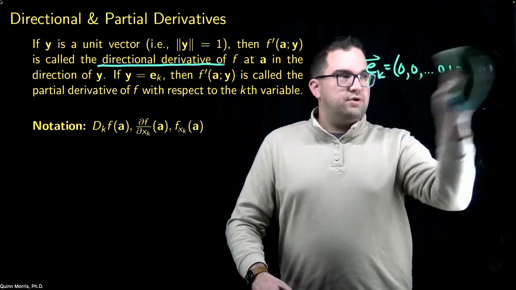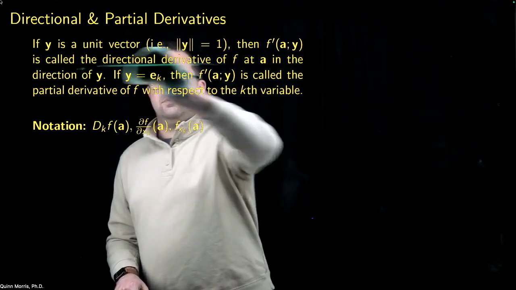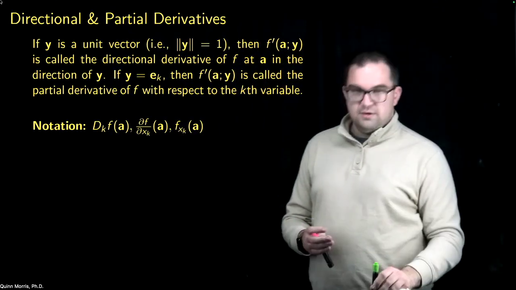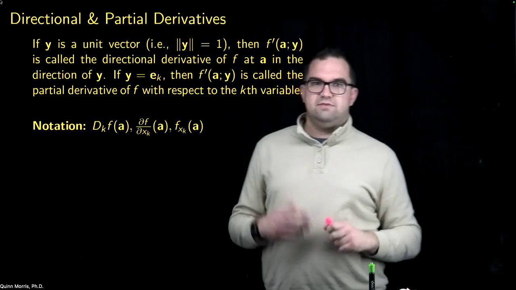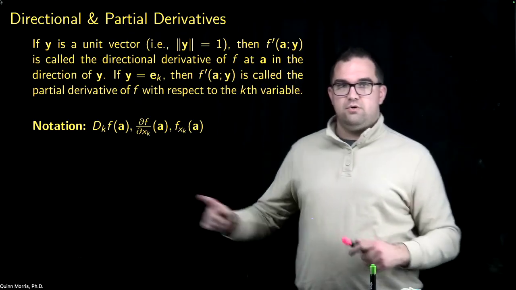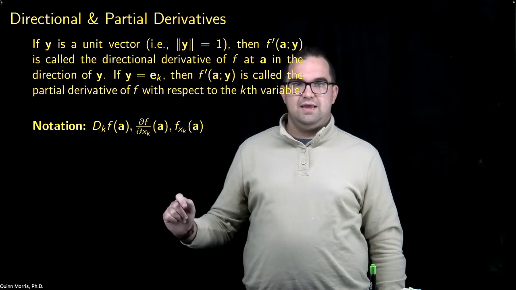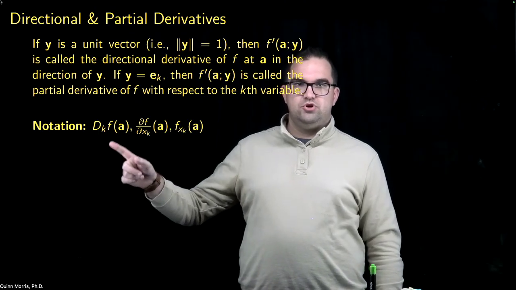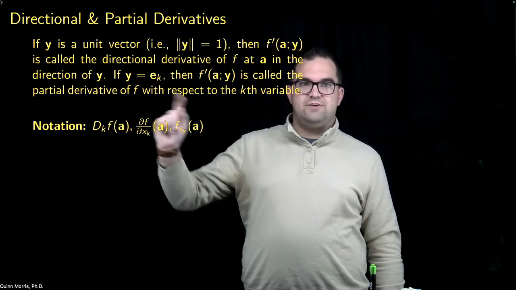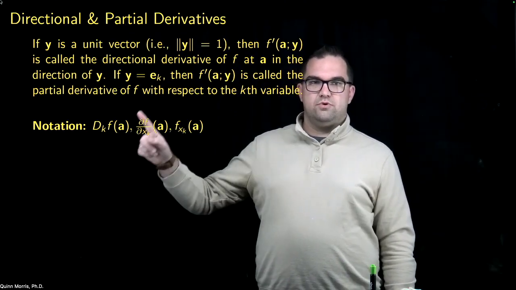Now, the partial derivatives, again, are just special directional derivatives, but we'll see in a minute that you may recall from Calc 3 you had nice ways of calculating partial derivatives. Before we do that, I just want to note that even for partial derivatives, there's a lot of different notation that gets thrown around. So you may see things written like d sub k of f of a. So this might be d2 f of a. That would be the partial derivative of f with respect to the vector e2, or with respect to the second variable.